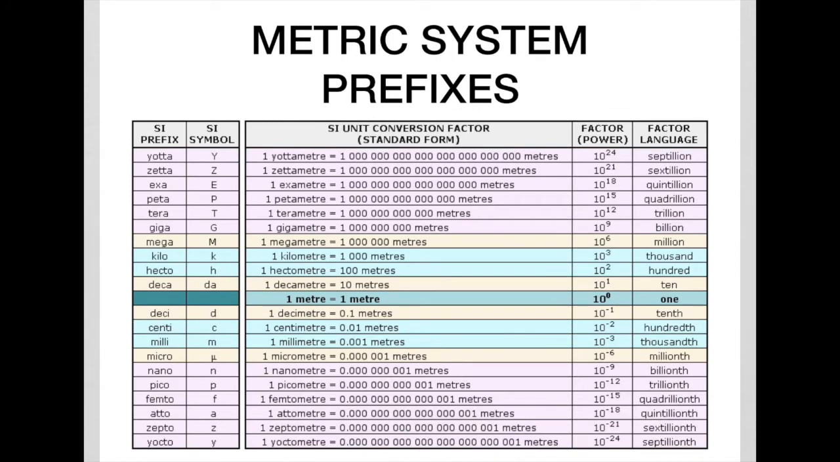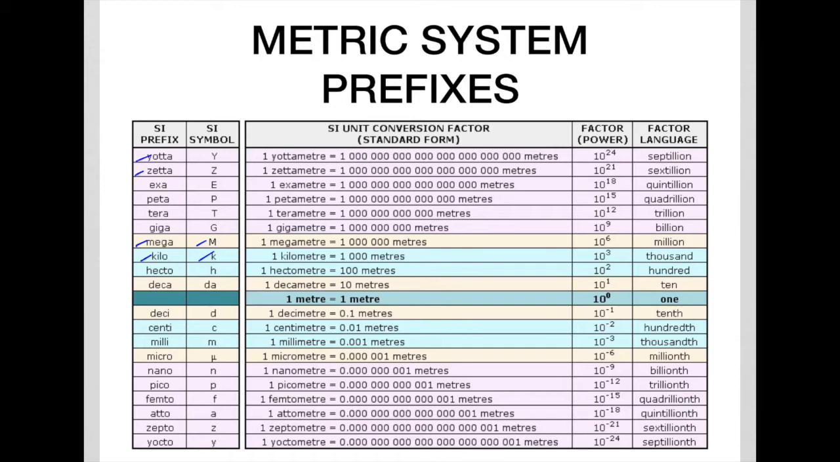Let's review now this metric system of prefixes. Now, these are the SI prefix symbols. We have yotta, zetta, exa, peta, and then these are the symbols. We have the mega, that's capital letter M, kilo, that's small letter k. Now, take note that for every prefix or symbol, there is a factor power.